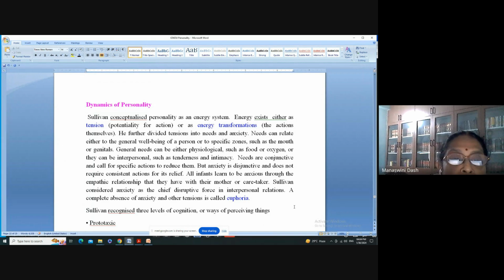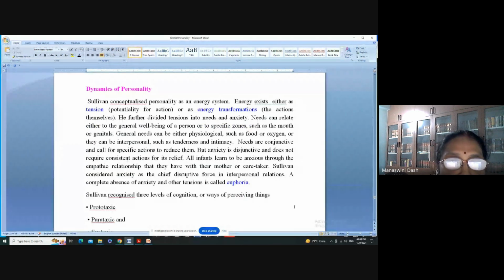So we have discussed some of the concepts of Sullivan. Sullivan's concept of tension and energy transformation. Tension we have already discussed. Tension is potentiality for action, and energy transformations are the actions themselves. So these two energy systems constitute personality according to Sullivan.